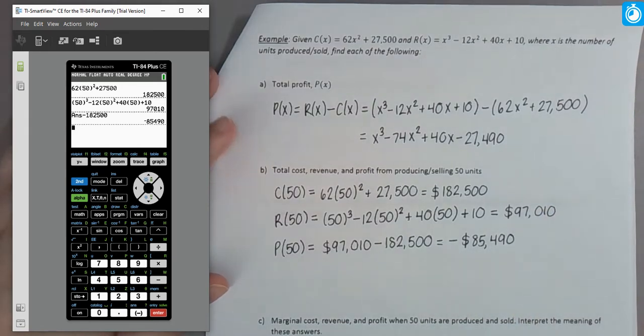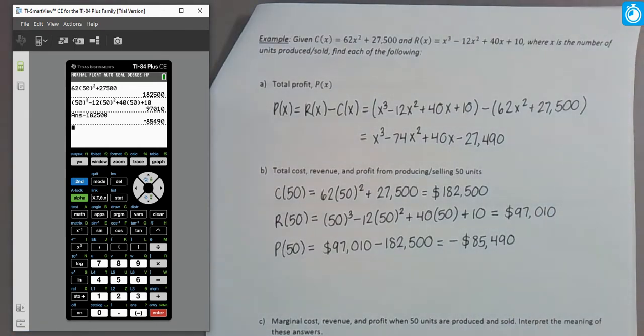In other words, at this production level, this company is not profitable. The profit is negative. And why is that? It's because the costs exceed the revenue. So the amount you're making for producing and selling this much is not enough to cover the cost. So we're in the red in this case.